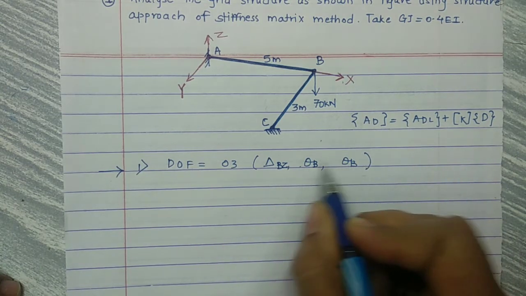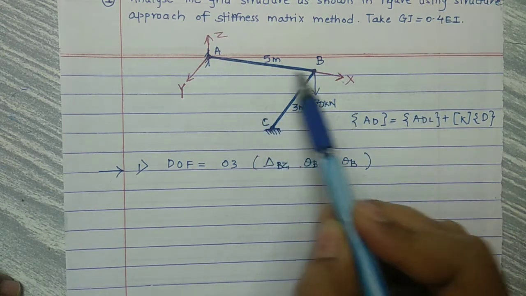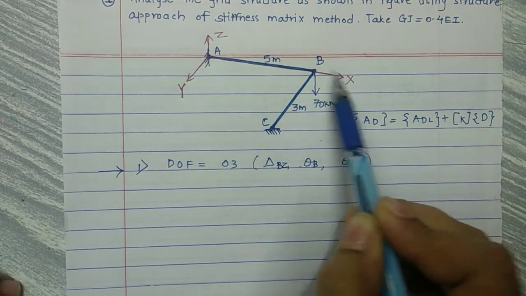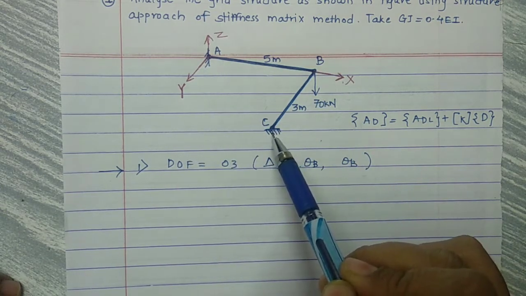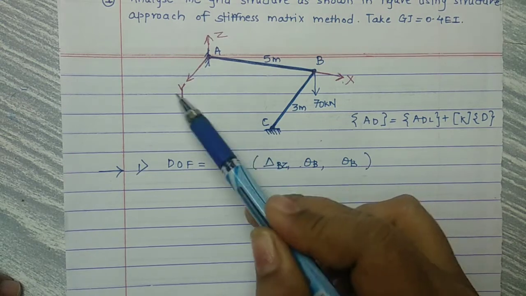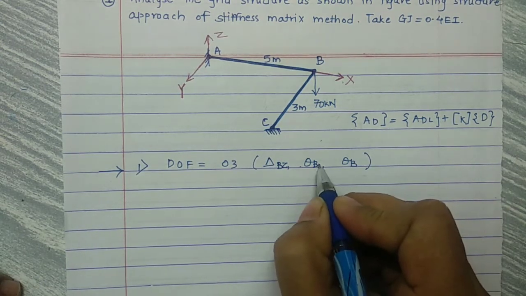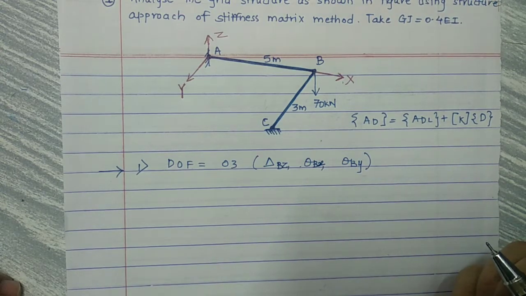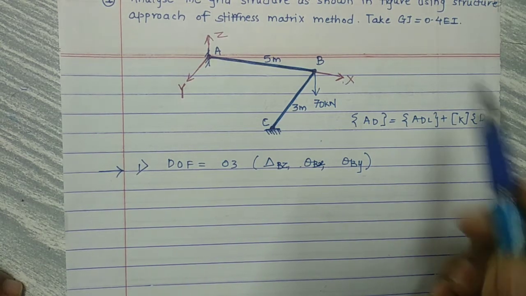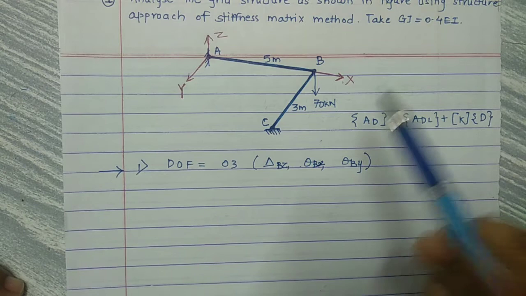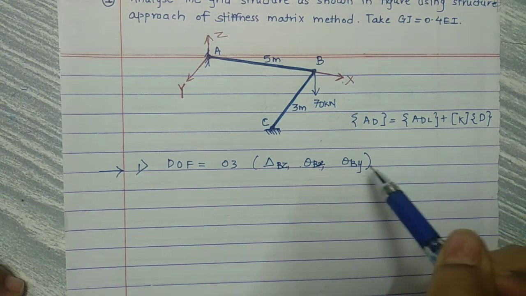Now about these 2 rotations. See, the grid is in this horizontal XY plane. So whatever bending and twisting will occur, it will occur in these 2 planes, one about the X axis and one about the Y axis. So here, those 2 rotations are theta BX and theta BY. These are the 3 degrees of freedom in their proper directions. So you should look at the coordinate directions given in the problem statement, and accordingly write those 3 degrees of freedom.